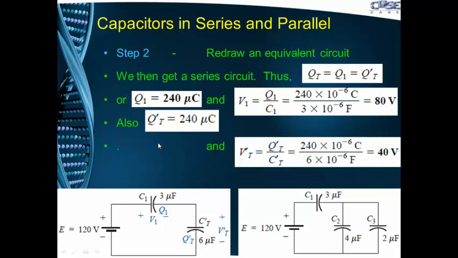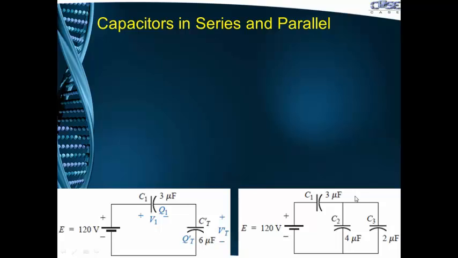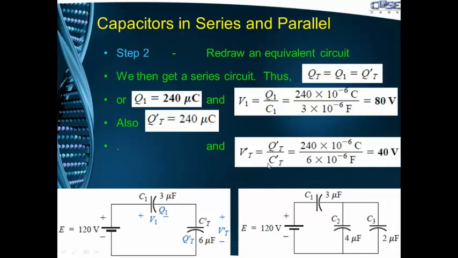And also for Qt dash, we can use this value to find out the voltage Vt dash that appears across these two capacitors, which would be equal to Qt dash over Ct dash, which is equal to 40 volts. So voltage drop across these two capacitors would be 40 volts, and voltage across C1 is 80 volts out of 120 volts. So for 120 volts, 80 would drop across this, 40 would drop across these equivalent capacitances C2 and C3.